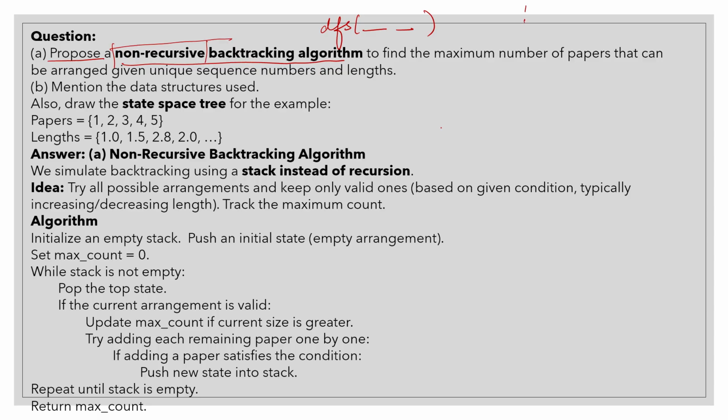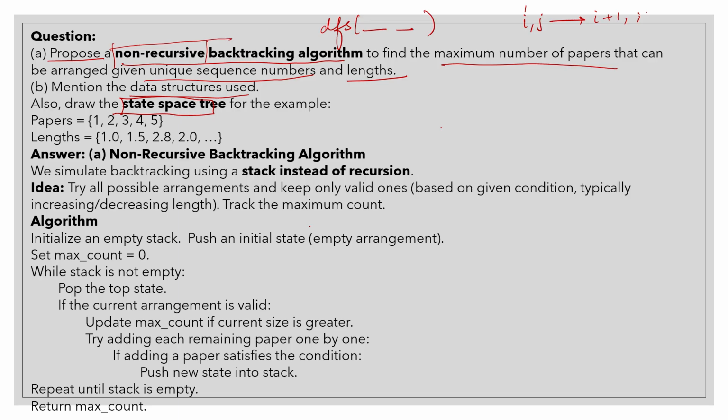Like this is your i comma j, you move to i plus 1 comma j and so on. So we'll discuss that. Find the maximum number of papers that can be arranged in a given unique sequence and lengths. Mention the data structures used. Also draw the state space tree.